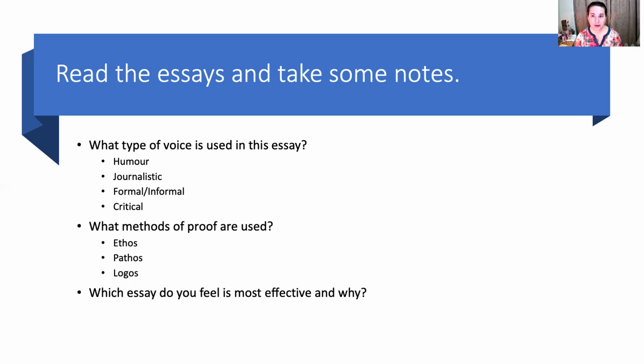Other things that you can look at are the type of voice. Does the writer use a lot of humor? Is it more of a journalistic approach? Is it written in a formal tone or an informal tone? Is it a critical essay? Is it examining something and giving opinion or feedback about this? This is the tone of voice that the author is using in order to help enhance their argument. And then there are methods of proof.